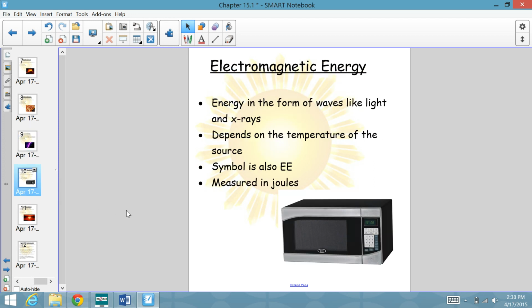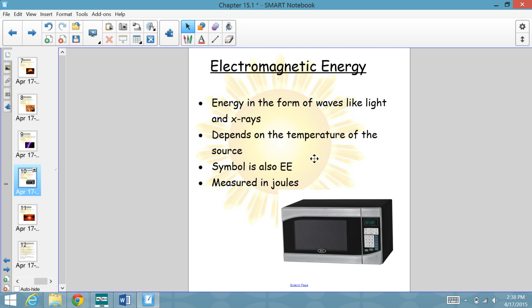Very closely related to that is electromagnetic energy. So electromagnetic energy is energy in the form of waves. And these are things like light and X-rays, or as you can see here, microwaves. These types of energy depend on the temperature of the source. So the hotter the source, the higher energy electromagnetic waves will be given off. A microwave doesn't have that much energy in it. It turns out it doesn't have to get very hot before it produces microwaves.